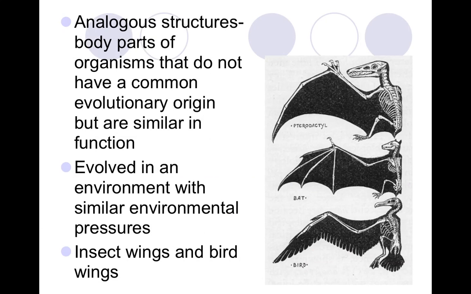That's very different than analogous structures. A good example of this are insect wings and bird wings. These are structures that have evolved in an environment with similar environmental pressures. So these organisms did not themselves have a common ancestry, but their environmental pressures were similar.